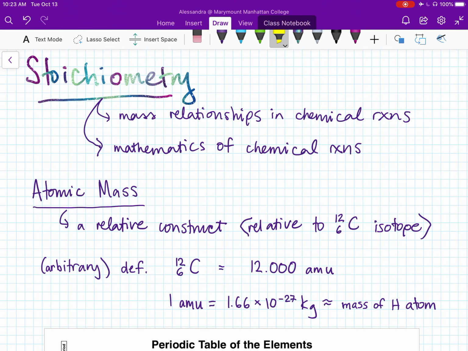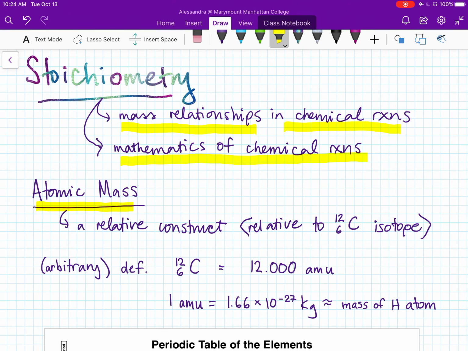So now we're going to introduce the concept of stoichiometry, and we're going to devote many lectures to talking about stoichiometry, which really is all about the quantitative mass relationships in chemical reactions. From a practical standpoint, you're going to be doing a lot of mathematics that are related to chemical reactions. So the first topic under the broad umbrella of stoichiometry is to define atomic mass.